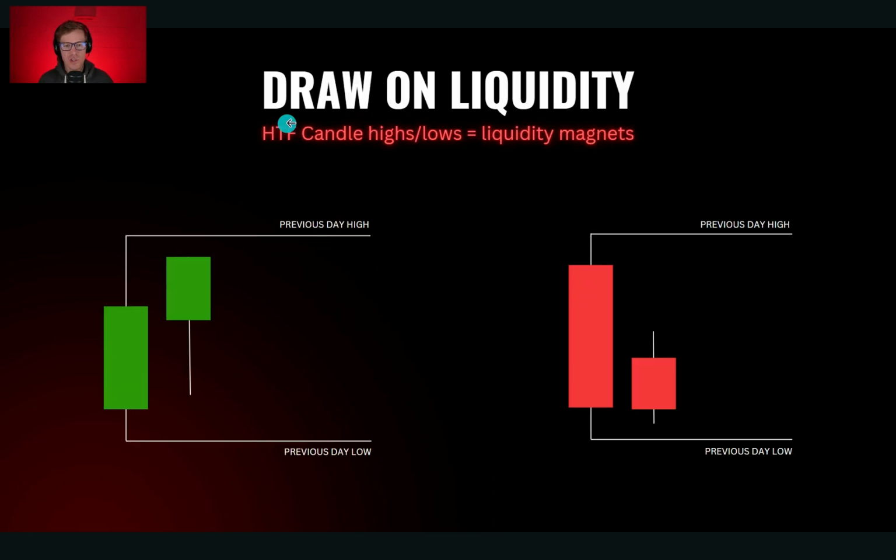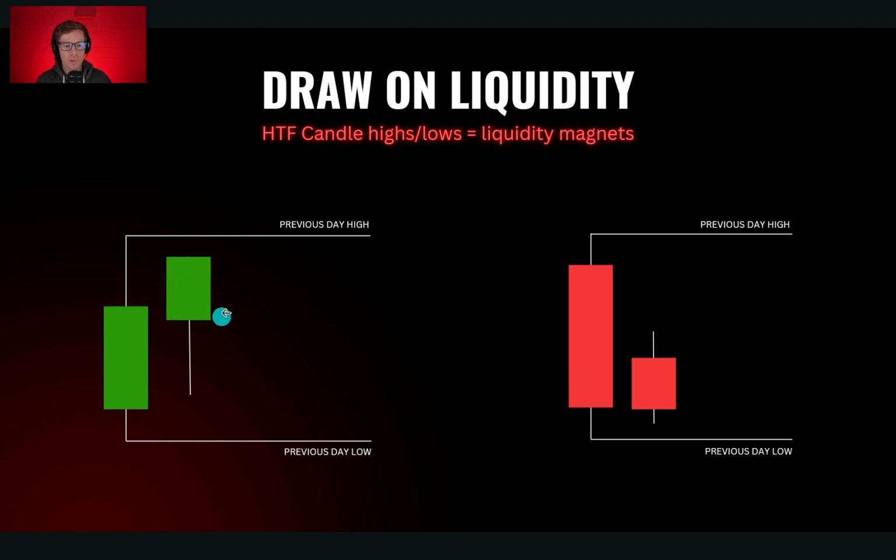So understanding draws on liquidity, what you want to do is mark out the higher time frame candle highs and lows, which become magnets for liquidity. So you can see in this example, I've marked out the high and the low, which in this example can be the previous day high, it could be the previous week high, it could be the previous 4-hour high, whichever higher time frame candles you like to trade on. So we mark out the highs and the lows, and these become draws on liquidity where we can anticipate and frame price to come to take out these high and low areas, knowing that there is resting liquidity.